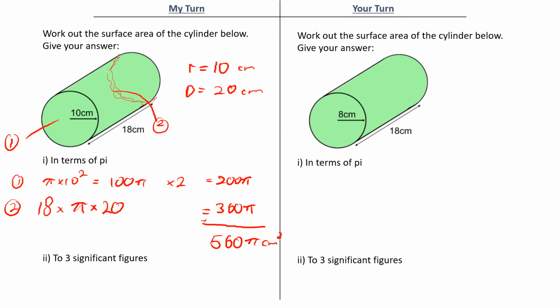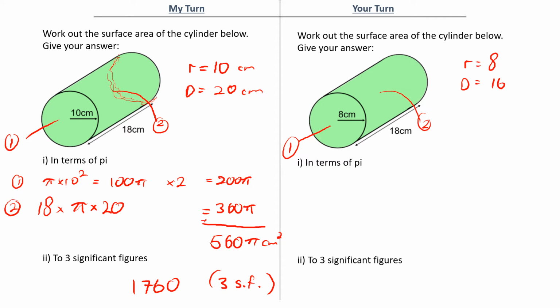Okay, so part 2, just press your SD button. So you've got 560 pi, and then press SD, and to three significant figures, it's 1760 to 3SF. Okay, so pause the video, have a go at the your turn, and then we'll go through it together.